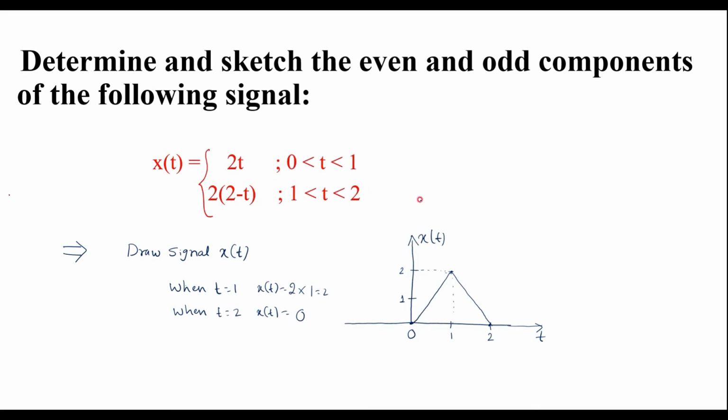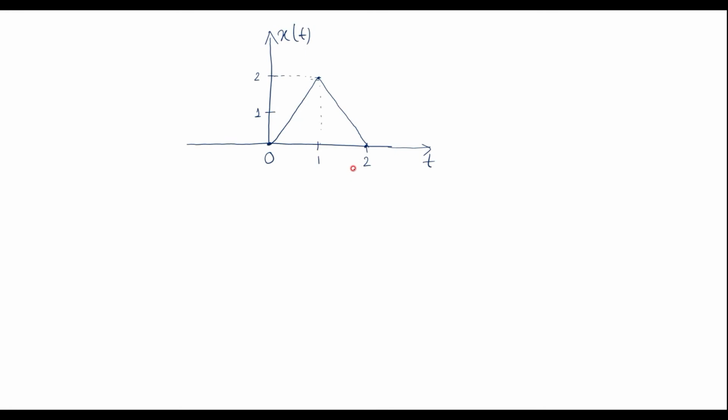Now we'll try to find even and odd component of this signal. So now we'll find the even component of x of t. Even component of the signal is found by using this relationship, that is xe of t is equal to 1 over 2 times x of t plus x of minus t. So here x of t is the given signal. Now we'll try to draw x of minus t.